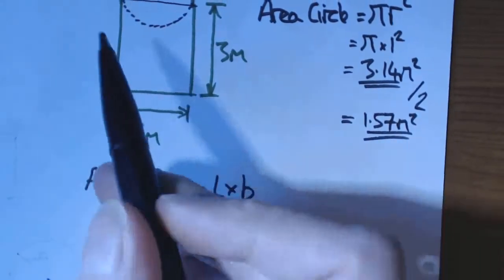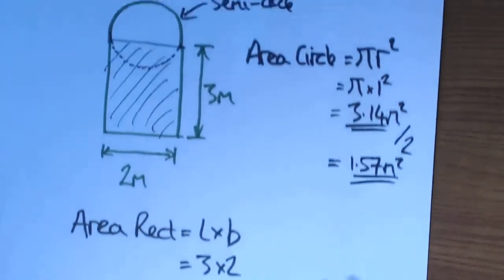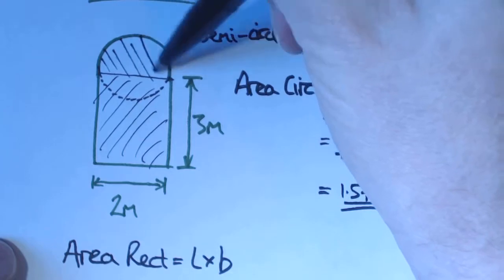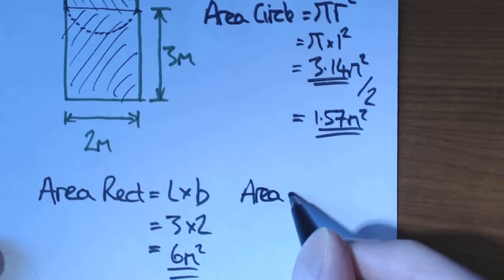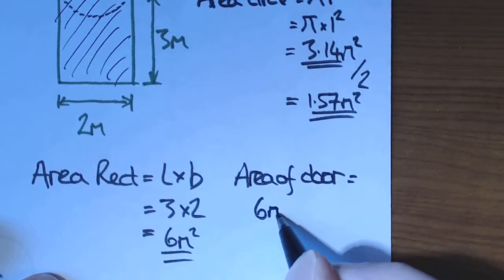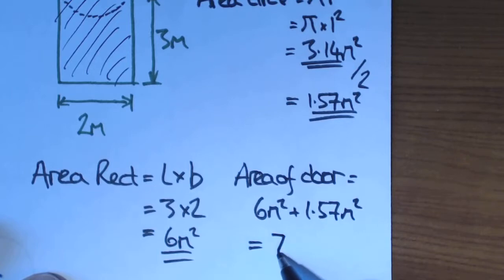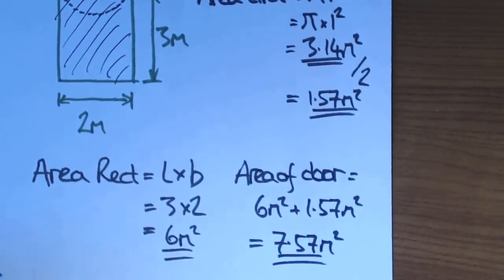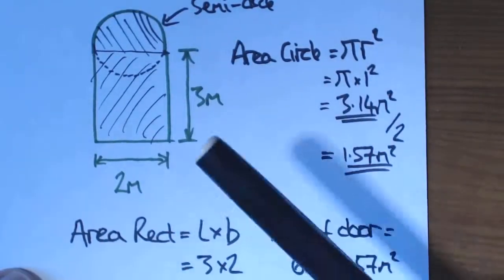So we've calculated the area of the rectangular part just by length times breadth, and then we've calculated the area of the circle and just divided it by 2 just to get the semicircle. And the area of the door. Okay, so we say area of door equals, that's 6 metre squared plus 1.57 metre squared, so that is 7.57 metre squared.